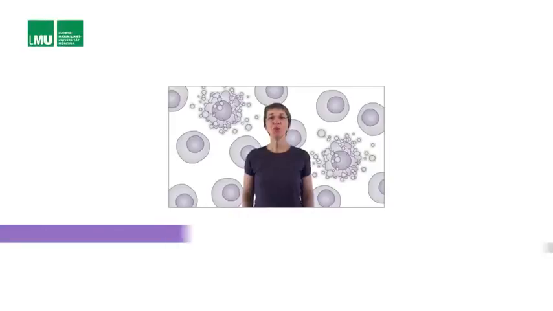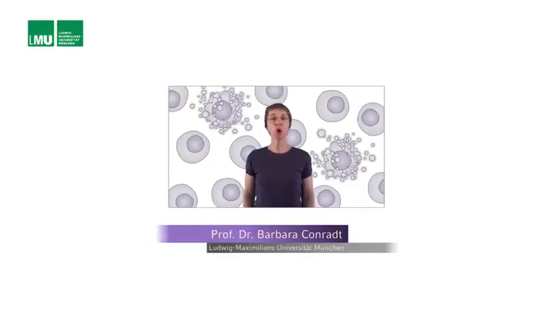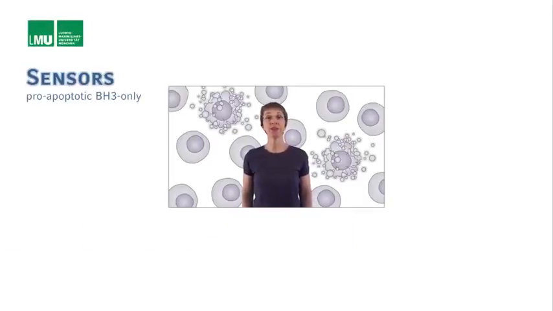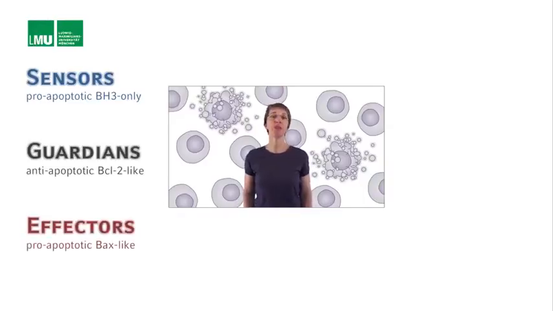The BCL2 superfamily in mammals has three subgroups. The pro-apoptotic BH3-only proteins, also referred to as the sensors, the anti-apoptotic BCL2-like proteins, also referred to as the guardians, and the pro-apoptotic BAX-like proteins, also referred to as the effectors.